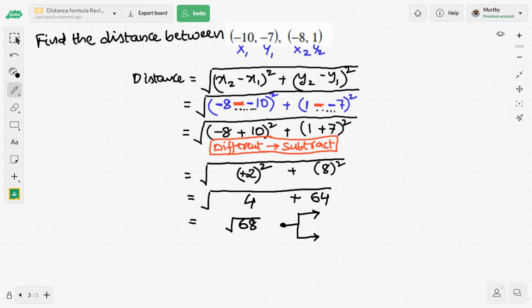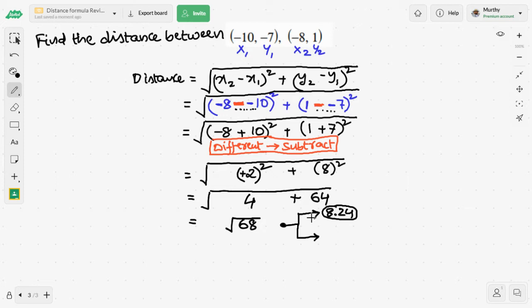But most of the time, you will not be given the answer as a decimal. So just a moment. Let me compute. It is square root of 68, which is 8.246. But as I mentioned before, most of the time, you will not be asked to express as a decimal.